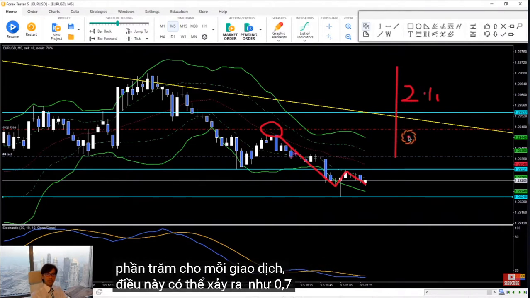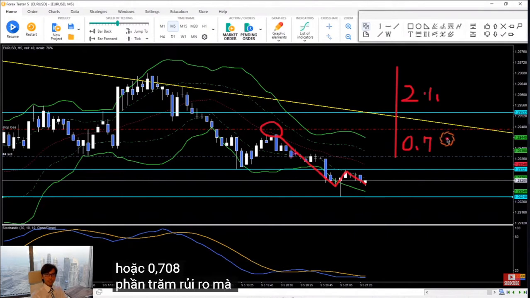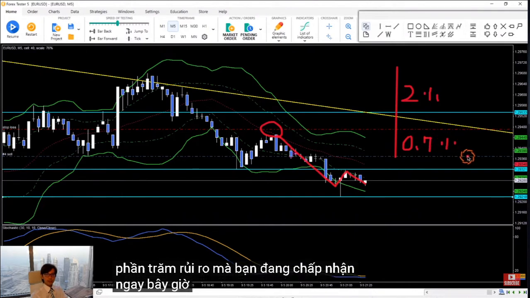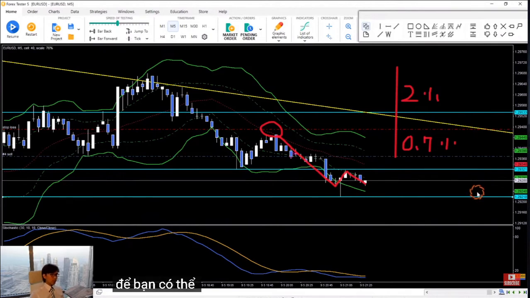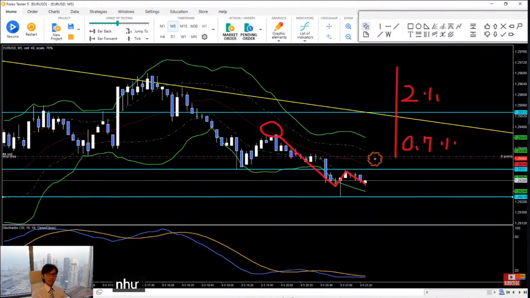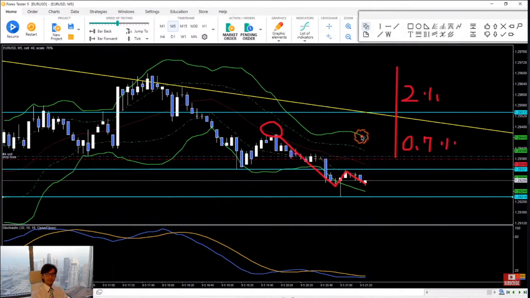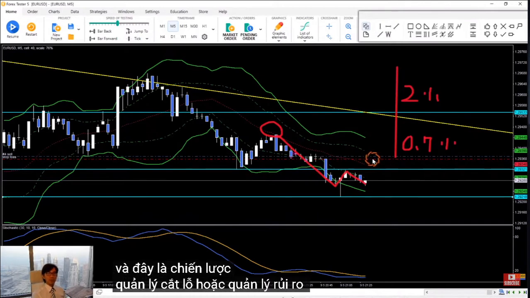This is maybe like 0.7 or 0.8% of risk that you're taking right now. So you can gradually move the stop loss level as the market grows this way, and eventually you move the stop loss to break even, so that even if the market retraces backwards from here, you don't lose. And this is my strategy of stop loss management or risk management.